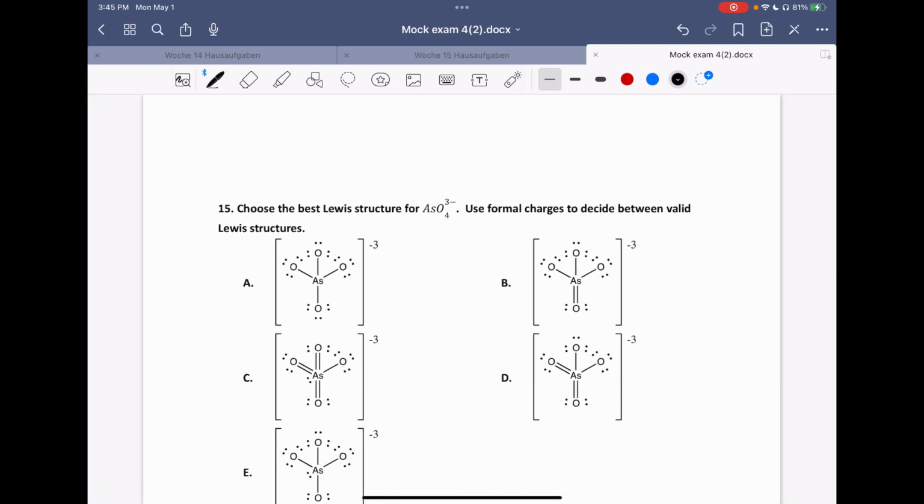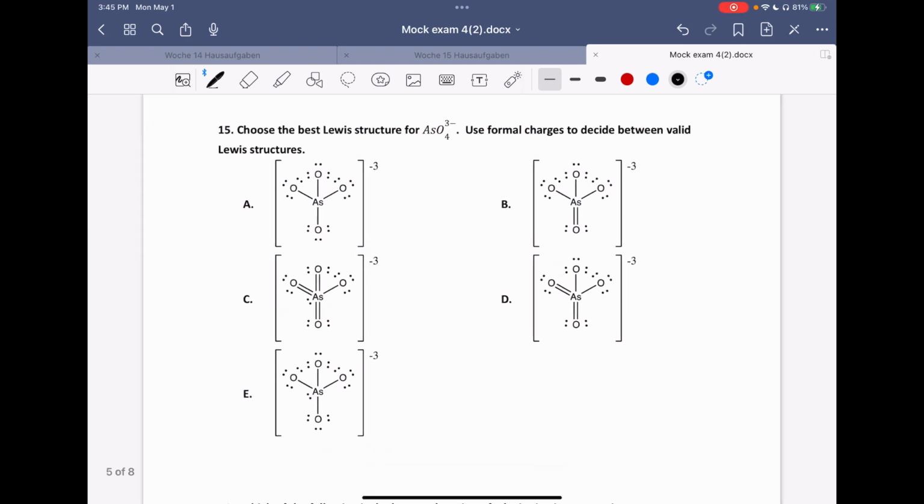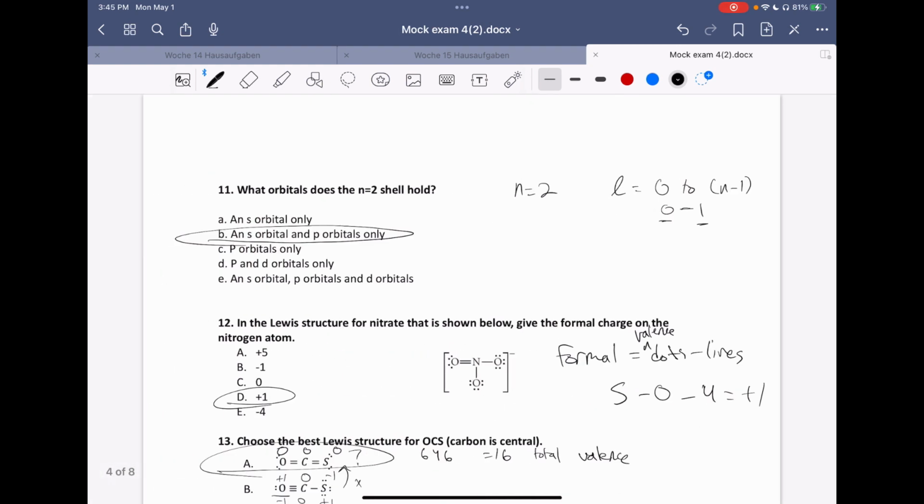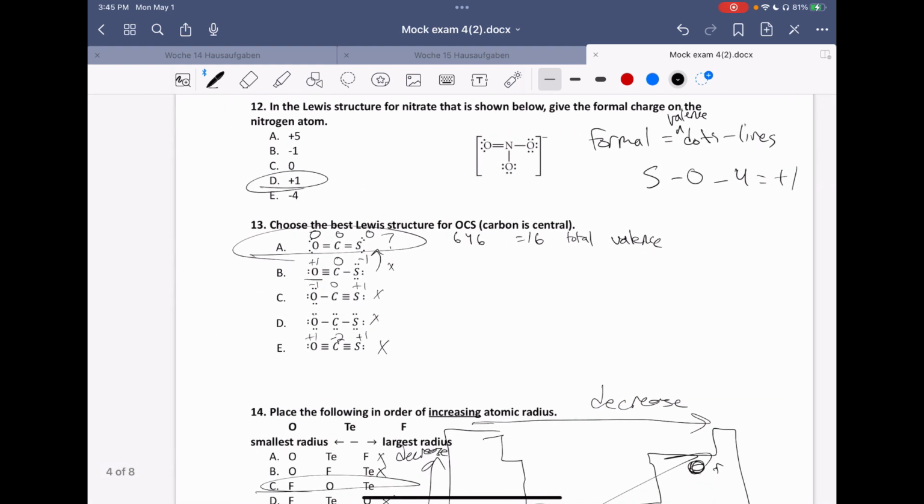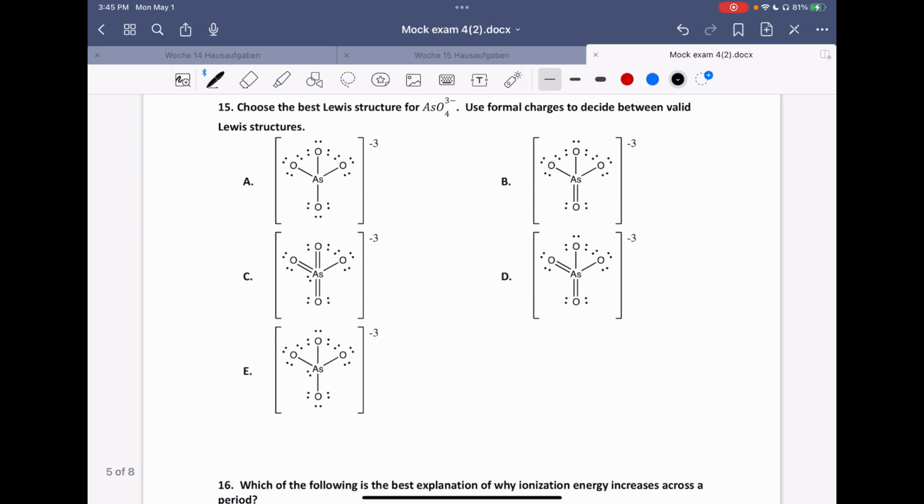Choose the best Lewis structure for AsO4 with a 3 minus charge. Just like this problem over here, we want to use formal charges to evaluate this, and we know that the sum of formal charges must equal the charge on the ion. If we are going to have formal charges, we want them on the most electronegative atoms, which in this case, oxygen is way more electronegative than arsenic.